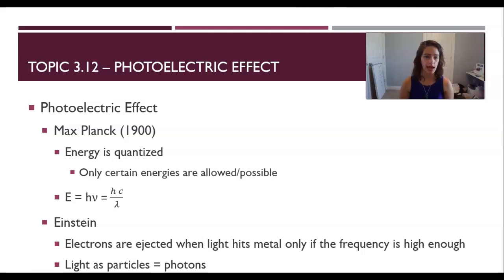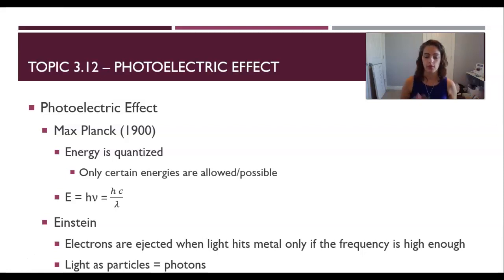With Planck comes in Einstein. So Einstein said that electrons are ejected when light hits metal only if the frequency is high enough. So this goes along with what we saw before in our electromagnetic spectrum. You need enough energy in order to spit out an electron. So we can look at the electrons that are spit out of a piece of metal, and then we can do some calculations backwards to determine the energy of the light that hit it.